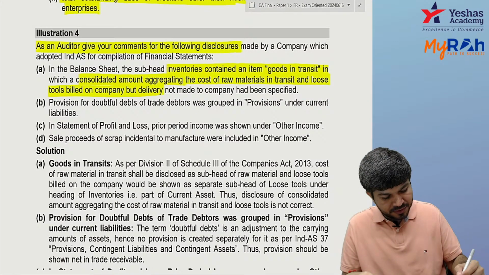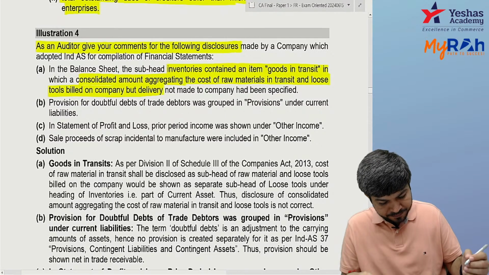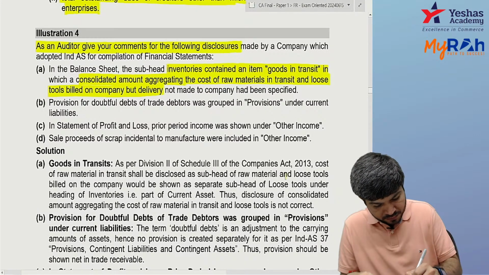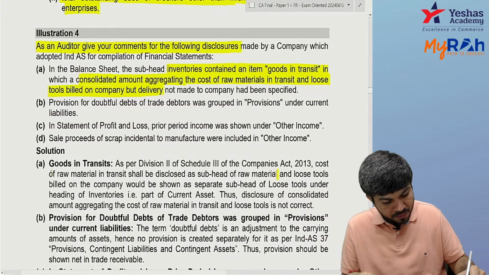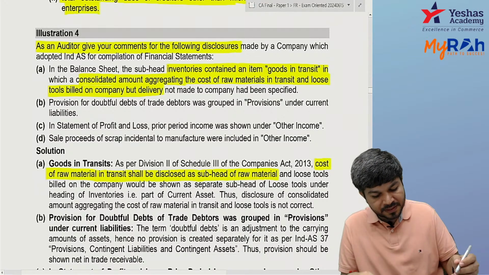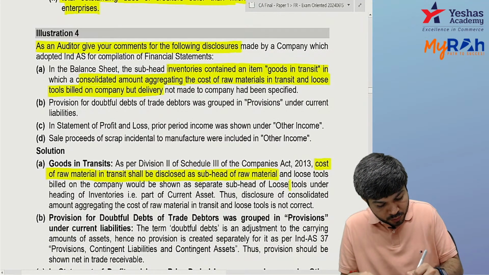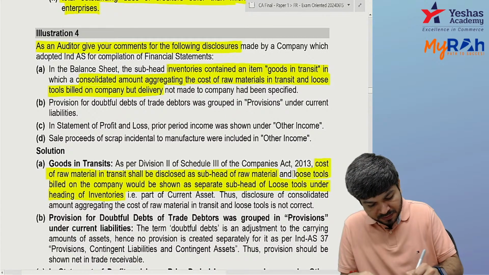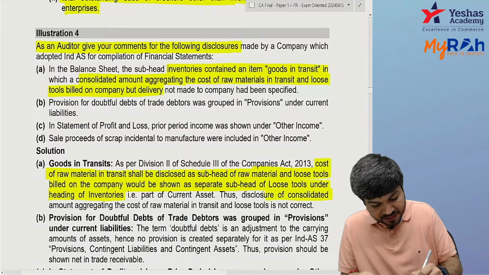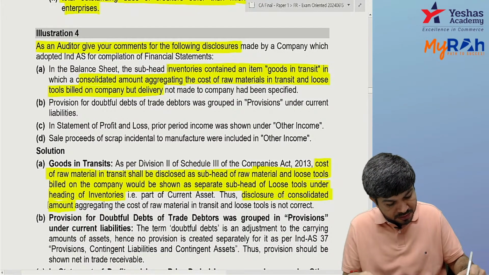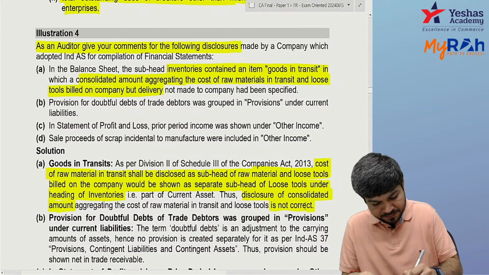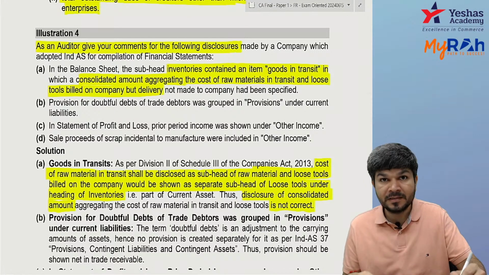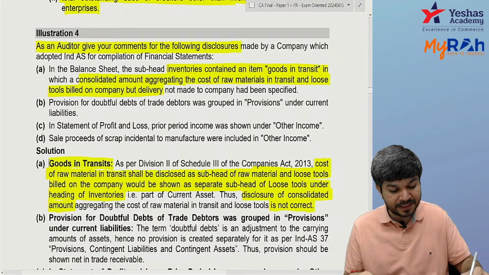So as per Division 2, Schedule 3, they are to be shown separately. A consolidated amount is not correct. So the cost of raw material in transit should be disclosed under the subhead of raw material, and loose tools should be shown under the separate subhead of loose tools. Disclosure of a consolidated amount is not correct. They have to be shown under the relevant subhead separately.